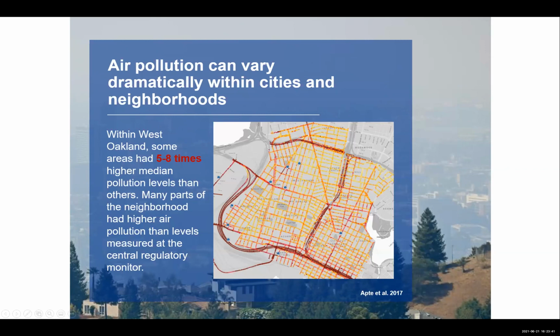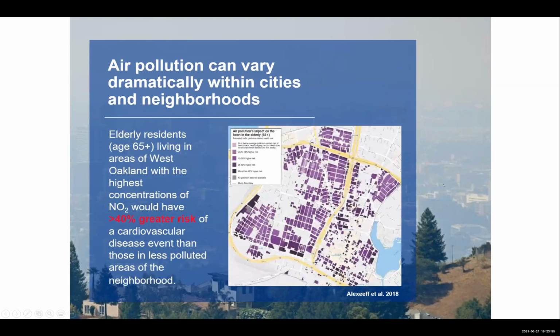The resulting maps demonstrate a high degree of inter-neighborhood variability in air pollution, where within West Oakland on individual streets, we saw areas that were 5 to 8 times higher than the median pollution concentrations. We followed that study with an epidemiological assessment alongside Kaiser Permanente Division of Research, where we collected medical records for 41,000 people insured by Kaiser Permanente Health and linked air pollution at the home address with health records.